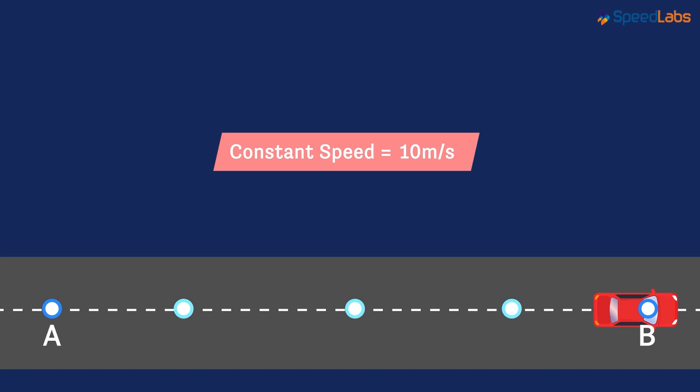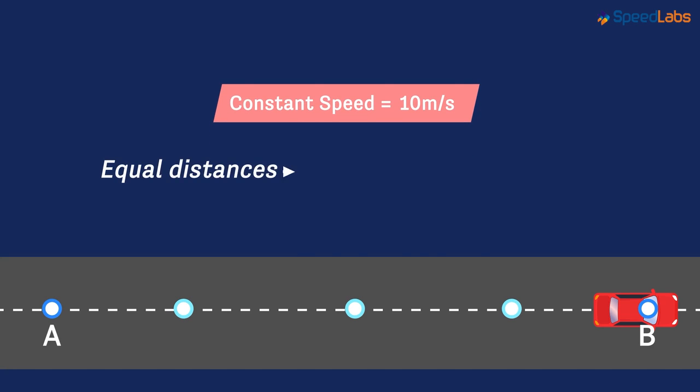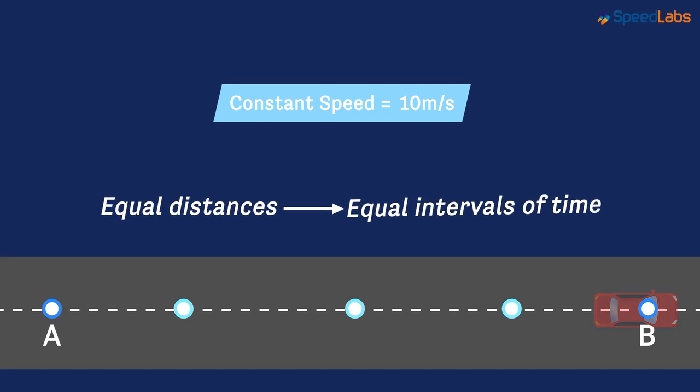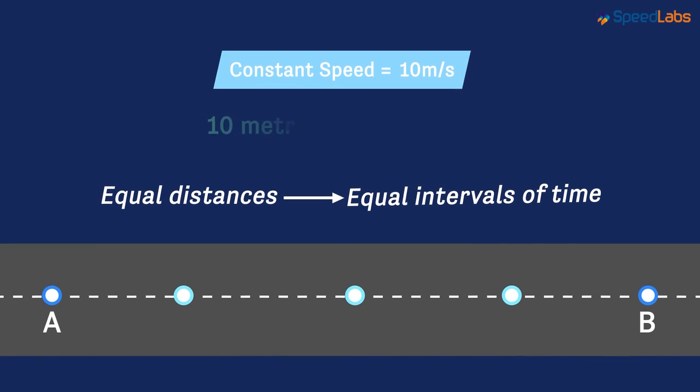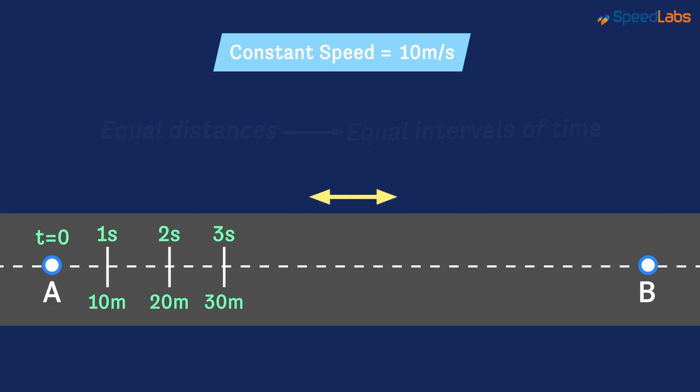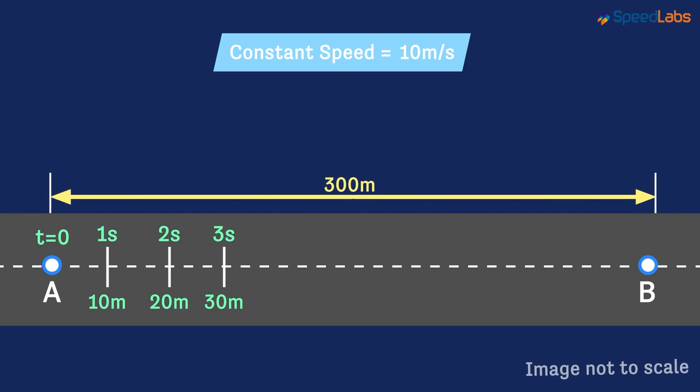There's another thing constant speed tells us. It also implies that the object will cover equal distances in equal intervals of time. Yes, constant speed of 10 meters per second means that the object is covering 10 meters in every second. So if I assume the time to be 0 at A, then in 1 second, the object will travel a distance of 10 meters. In 2 seconds, it will travel 20 meters, and by the third second, it will travel 30 meters, and so on. We will assume the length of the path to be 300 meters.